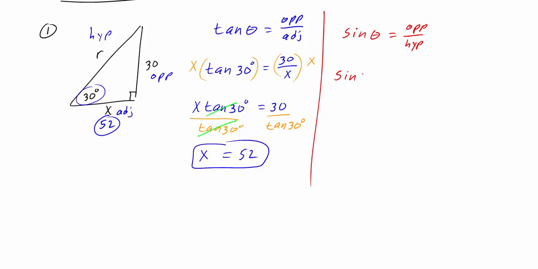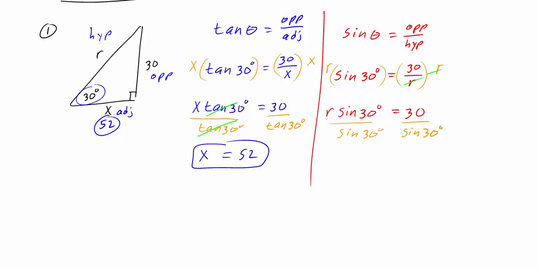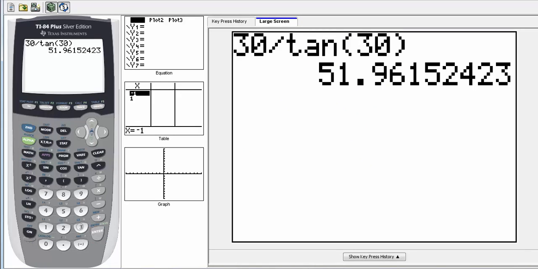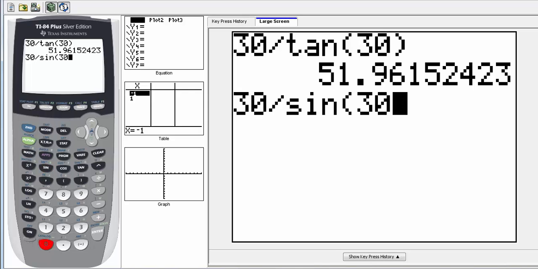So therefore we could take the sine of 30 degrees, the opposite is 30, and the hypotenuse is r, which we're looking for. To get the r off of the bottom, we simply multiply both sides by r, and the r's would cancel out. So we would end up with r times the sine of 30 degrees is equal to 30. Then I would divide to cancel out the sine of 30 so that we can get r by itself. So r equals 30 over the sine of 30. We could go to the calculator and type in 30 divided by the sine of 30 degrees, and we get an answer of 60.